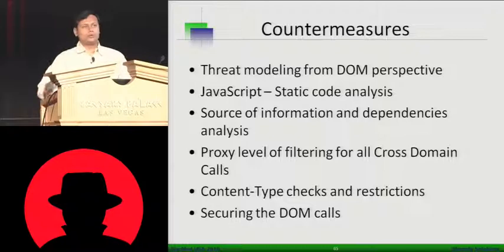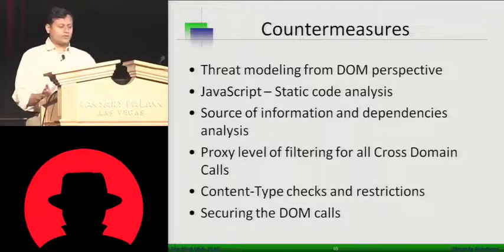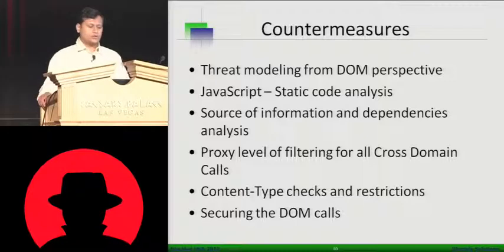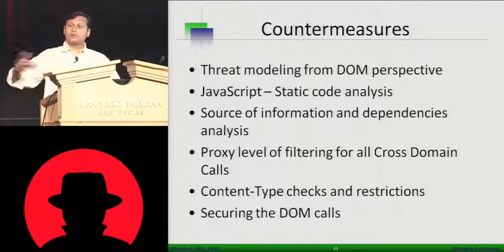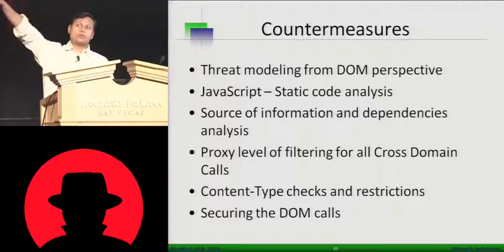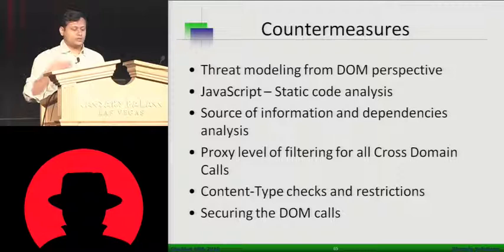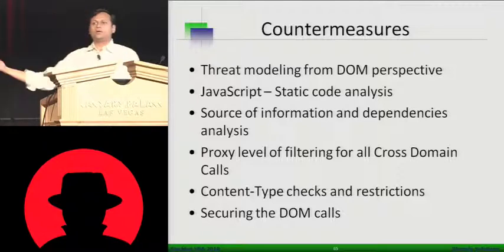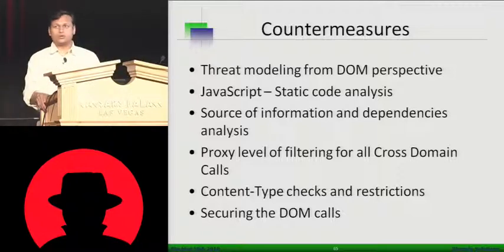So first and foremost, when you develop, deploy, design, or analyze an application, do a threat modeling or threat analysis from the DOM perspective. Sometimes you need to do a JavaScript code analysis, which you can do using DOM scan or any other tools. Source of information and dependencies analysis is something one needs to perform. If you're doing a proxy level call, say your application is calling a proxy that will go out, fetch information and tunnel that information, you need to do filtering there. Whatever content is coming from the cross domain should not be trusted for your end user. You do filtering and then pass it on.